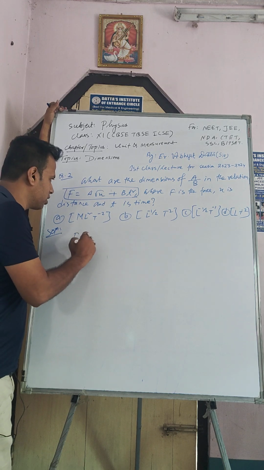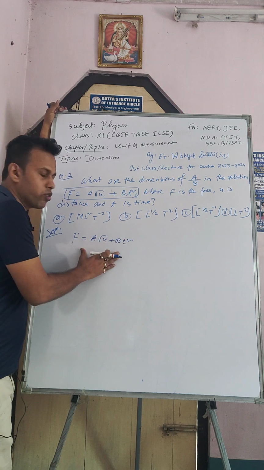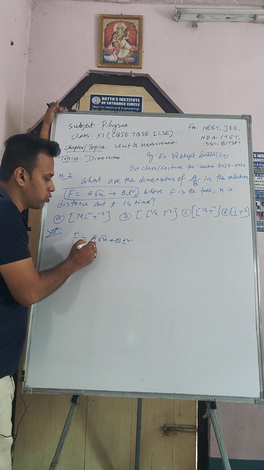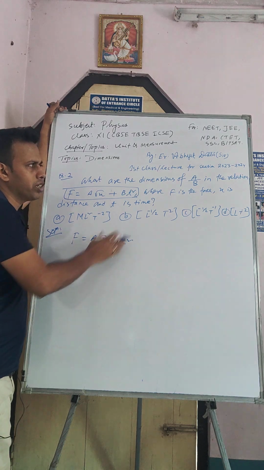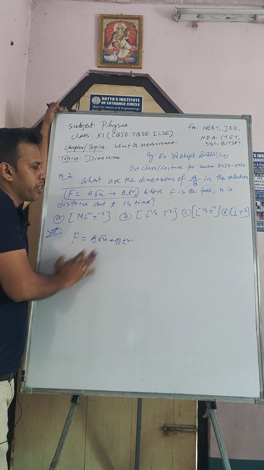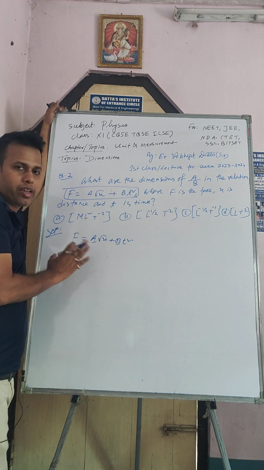I write the first equation, that is A root over x plus b t square. This equation is given, and from that we have to find out the dimension of A and the dimension of B. After that we can easily find out A by B. Here F is force, x is distance and t is time, as usual.